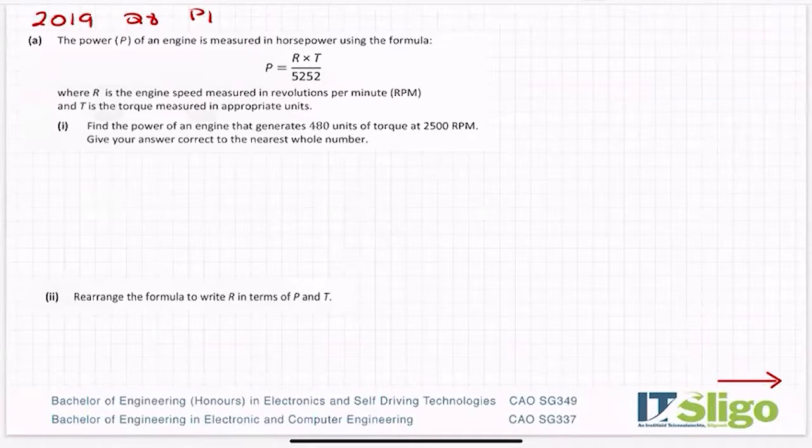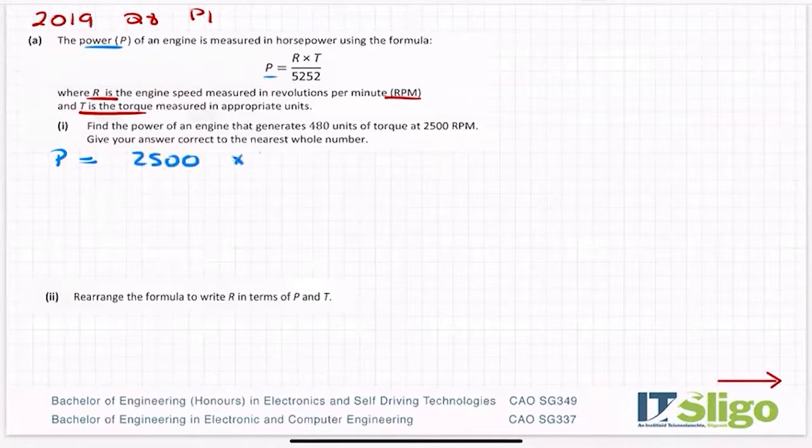Part 1 asked, find the power of an engine that generates 480 units of torque at 2,500 RPMs. Give your answer correct to the nearest whole number. So all you need to know is that if they mention torque, it's a T value, and if they mention RPMs, it's an R value. Okay, so how would I do this? Find the power, and power is P. So I'm solving for P. It is as easy as subbing in the values.